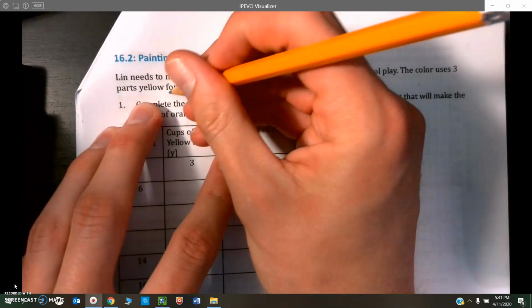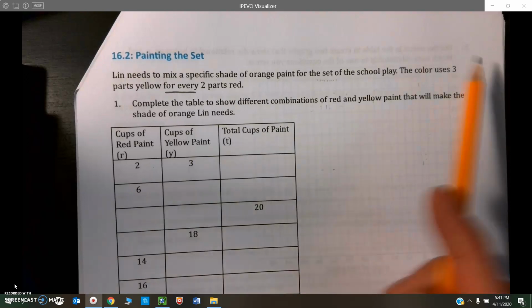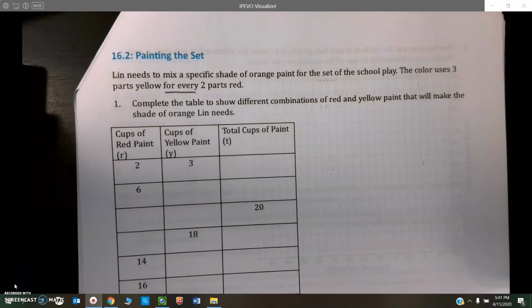So this phrase right here, for every, should remind you of back in our ratios unit. Anytime you see the word for every, that's a sign that we're talking about ratios, which once again is a relationship between 2 numbers. So here, this is a 3:2 ratio.